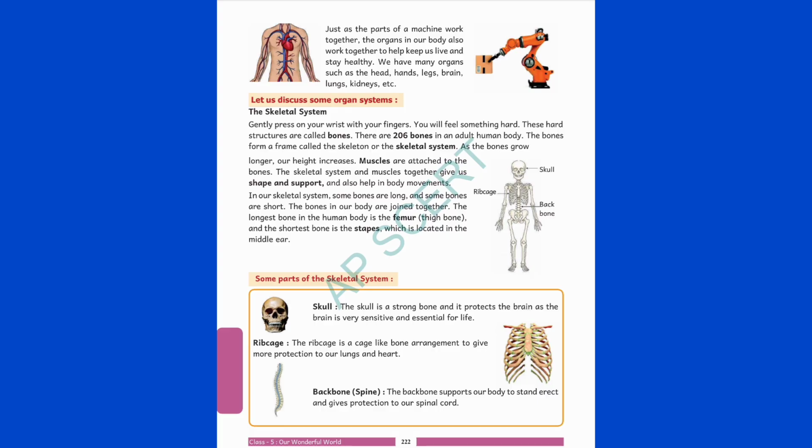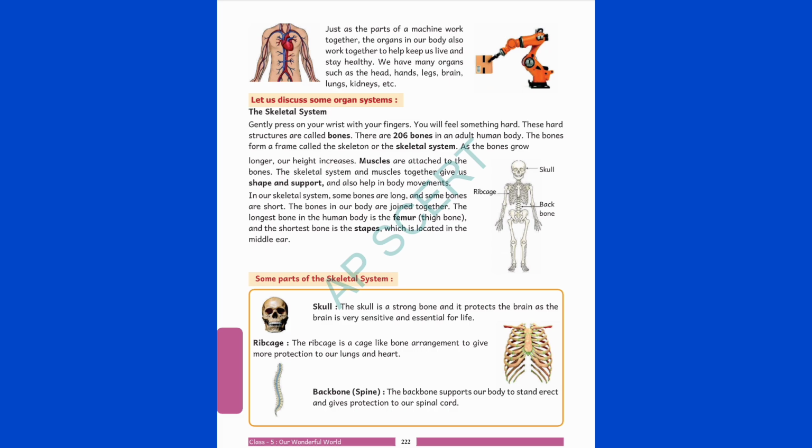The skeletal system. Gently press on your wrist with your fingers. You will feel something hard. These hard structures are called bones. There are 206 bones in an adult human body. The bones form a frame called the skeleton or the skeletal system. As the bones grow longer, our height increases.